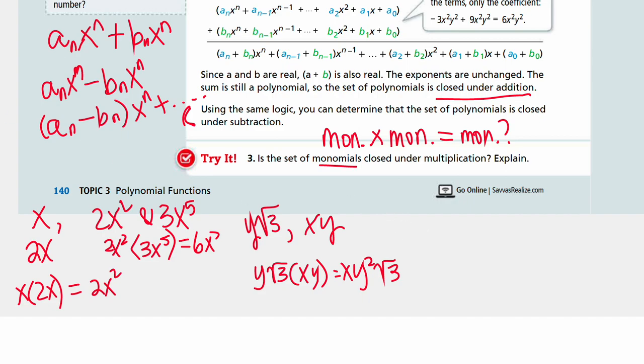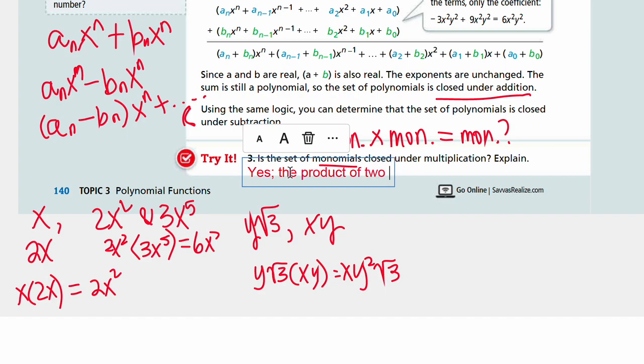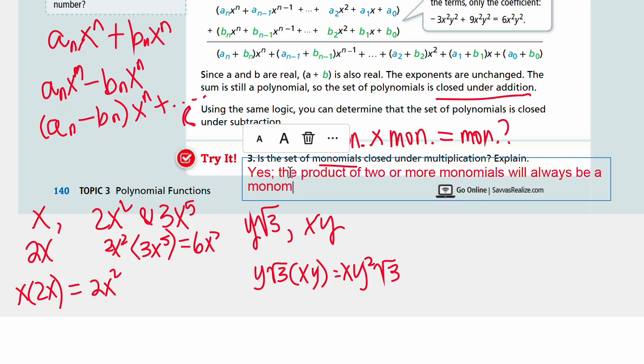So is it closed under multiplication? Yeah, there is no way a monomial times a monomial will end up as something that's not a monomial, right? So yes, it is closed under multiplication. So let's write it as: the product of 2 or more monomials will always be a monomial. Okay, so we can also prove it using the logic that we had here.